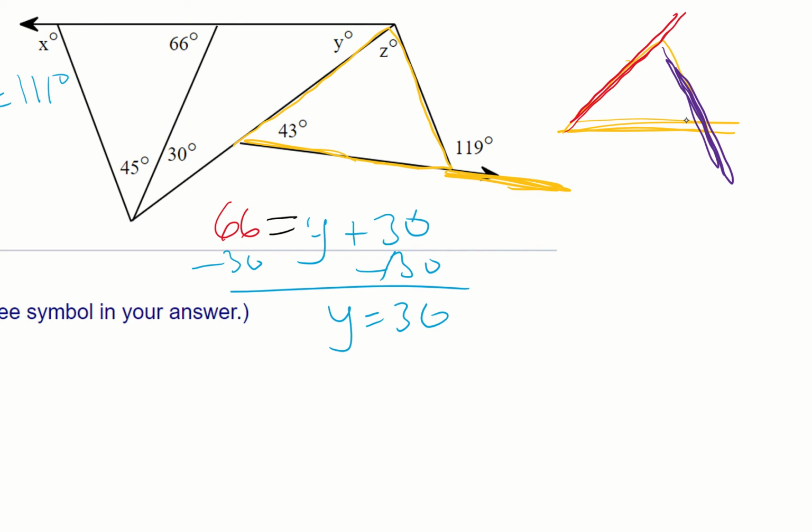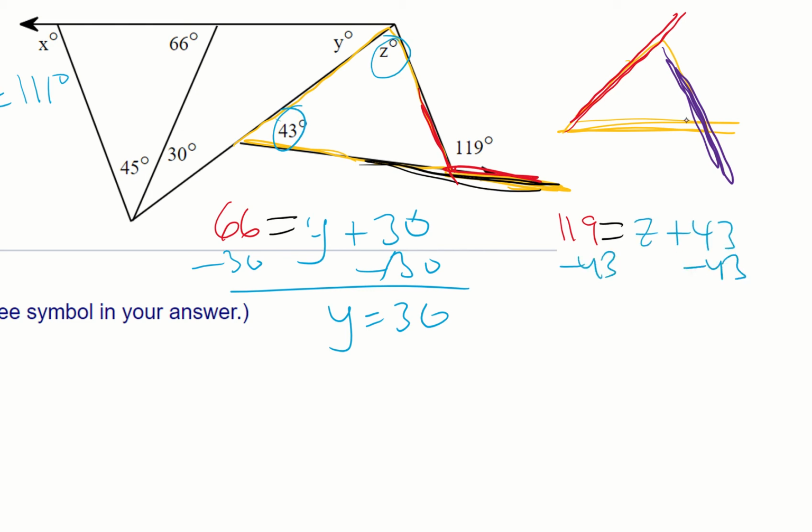But I cannot have some kind of scenario where, for example, like this, it just sticks out off to the side and it's not an extension of anything. So that's not something that you can do. Well, this is an extension, so I can use that. So this right here is an exterior angle. So 119 has to equal the sum of the two remote interiors, which are z and 43. So subtract 43 on both sides, we get z is 76 degrees.